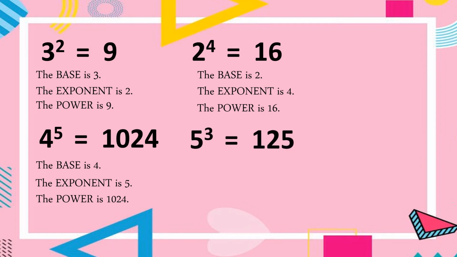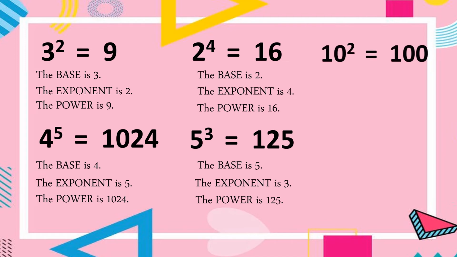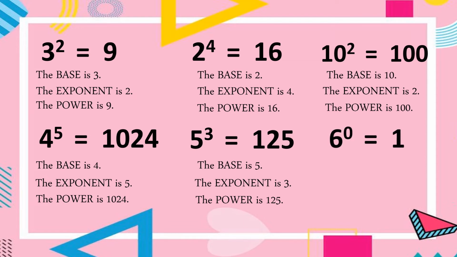Next is 5 to the third power is equal to 125. The base is 5, the exponent is 3, the power is 125. Next is 10 to the second power or 10 squared is equal to 100. The base is 10, the exponent is 2, the power is 100. Next is 6 to the 0 power is equal to 1. Tandaan, any number raised to the 0 exponent is equal to 1. The base is 6, the exponent is 0, the power is 1.